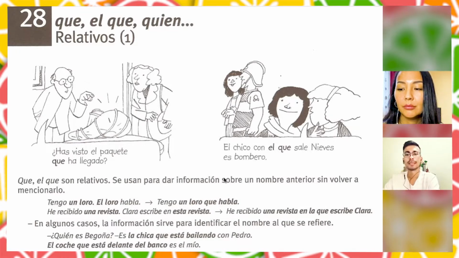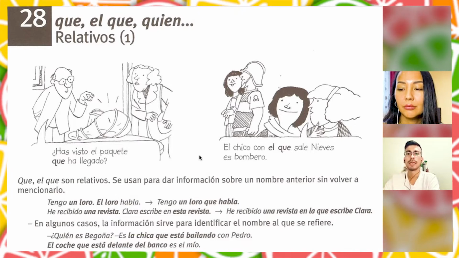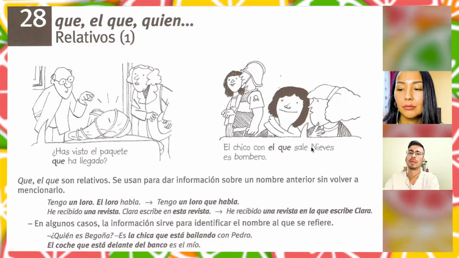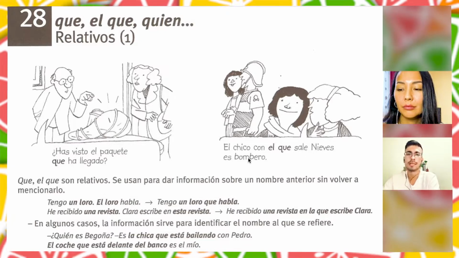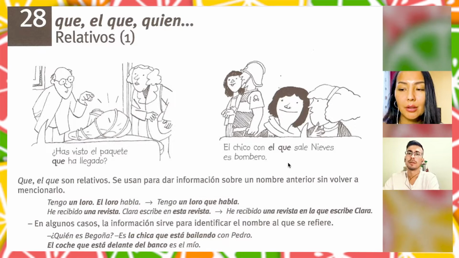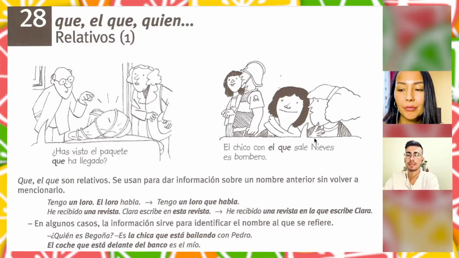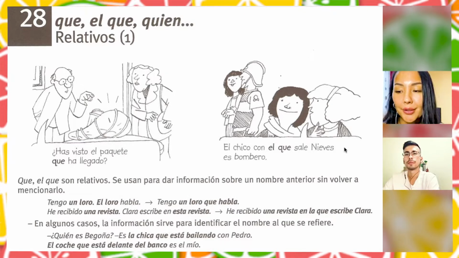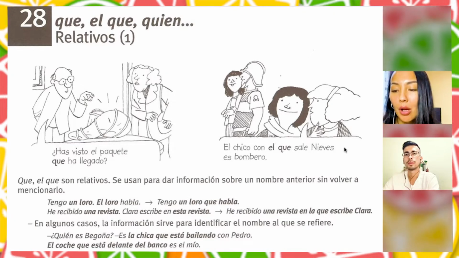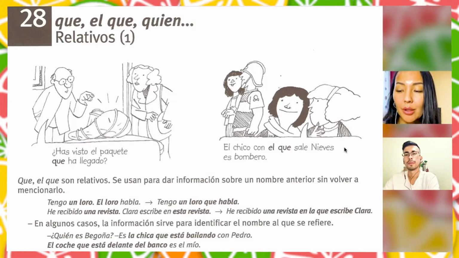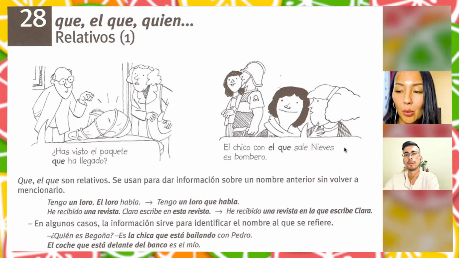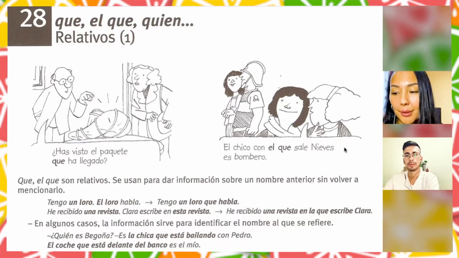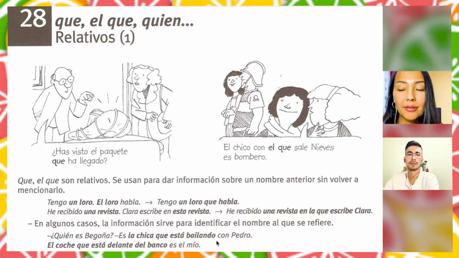The next one: El chico con el que sale Nieves es bombero. The guy whom Nieves goes out with, or dates, is a fireman. Nieves, is it a girl's name? Yes, it's a girl's name. In English we say "who is," and you say "with whom." With whom Nieves goes out. Is a fireman.